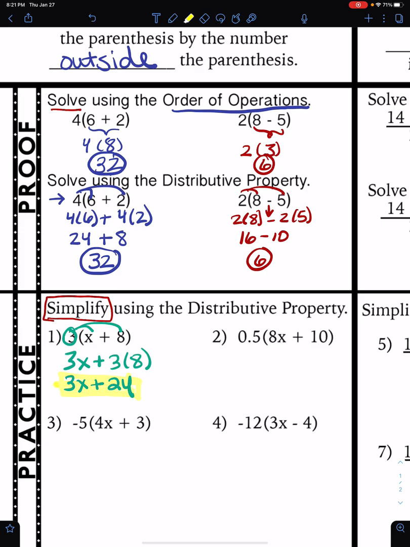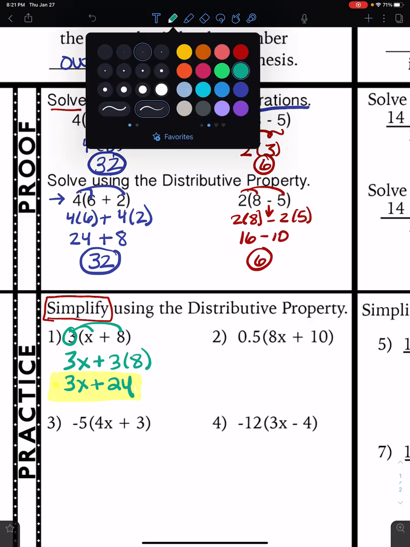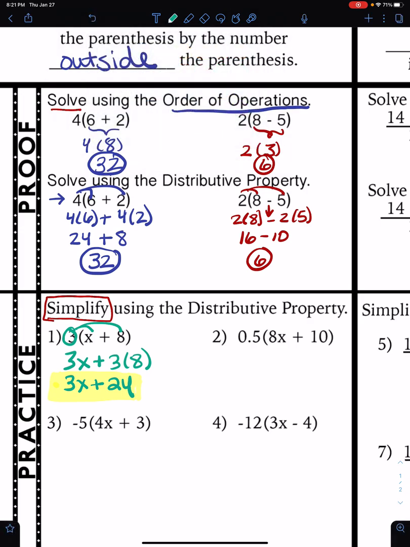3x plus 24. The reason you can't add them together is because one of those has an x and one of them doesn't. And since we don't know what the x is actually representing, we have no idea what the value of that first term is. So we're going to leave them separate. A common mistake would be to add them together and get something like 27x, but we're not allowed to do that.